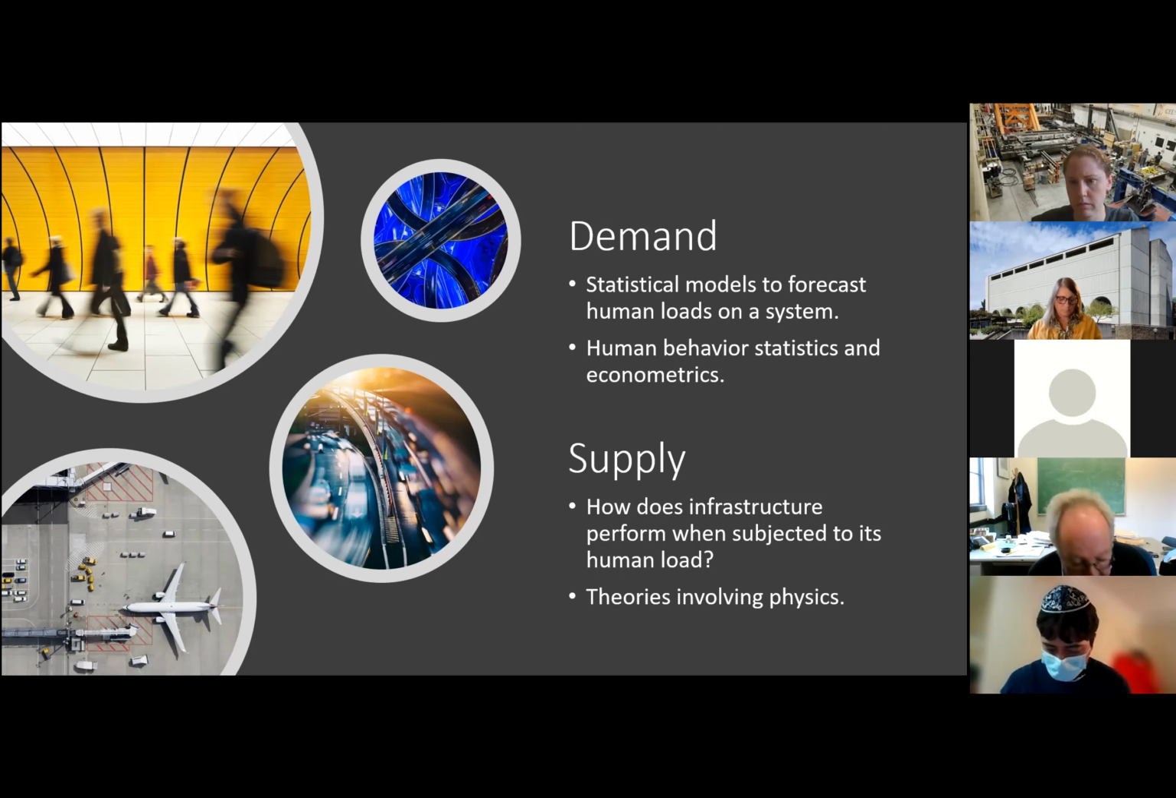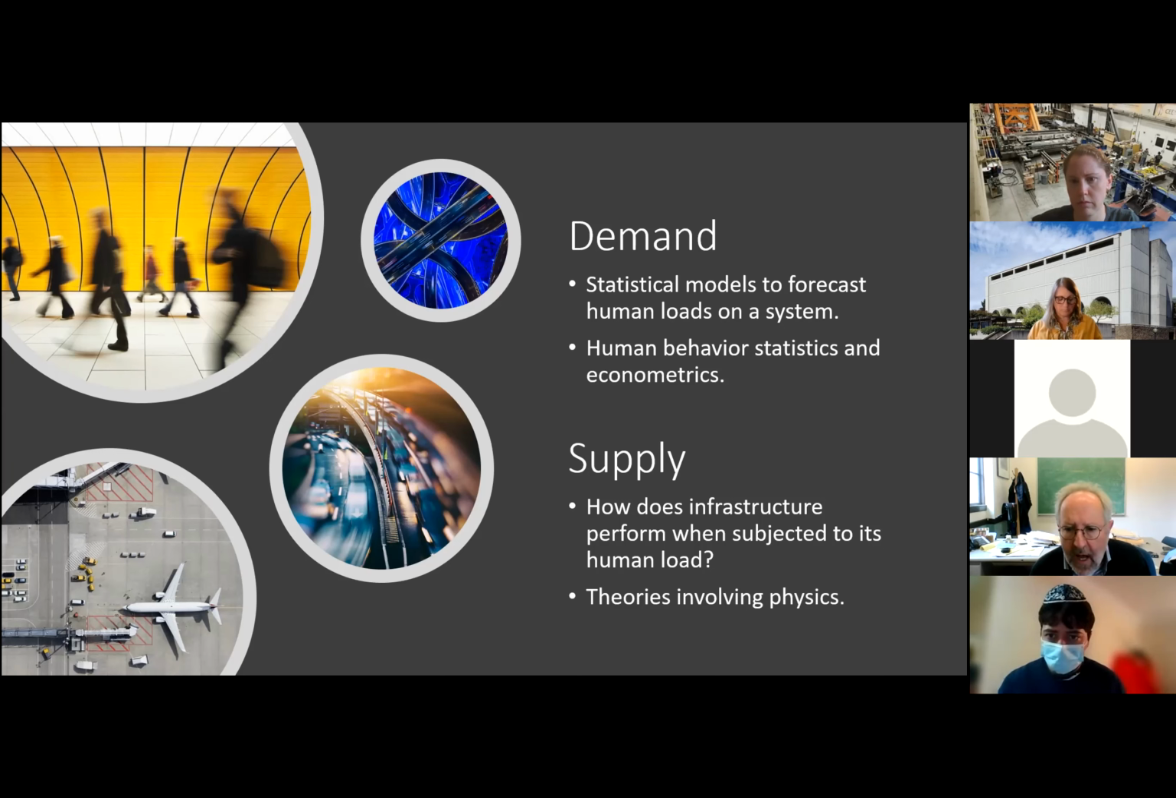Now, the second element of this course we could call supply. And here in this element, we're concerned with the infrastructure. And the infrastructure might be the roads or the metro lines, or maybe it's a nationwide network of airports. We're specifically interested in how well this infrastructure is performing when the infrastructure is subjected to its human loads. In other words, its demands.